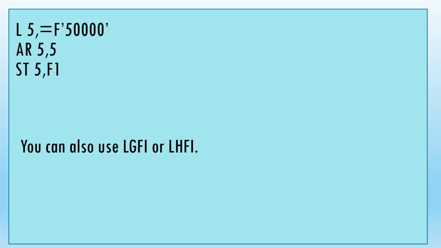All good. You can also use LGFI or LHFI instead of using a literal like equal to F50,000. So what will happen in that case? No memory will be allocated, and the value gets loaded immediately. In case you are using a literal like this, then memory will be allocated and the value gets picked up from there. Okay, let's move on.